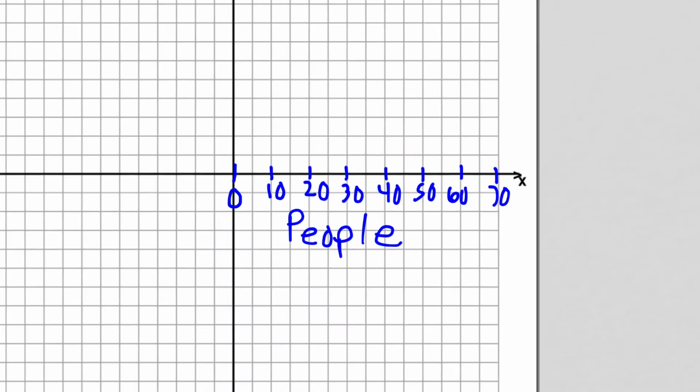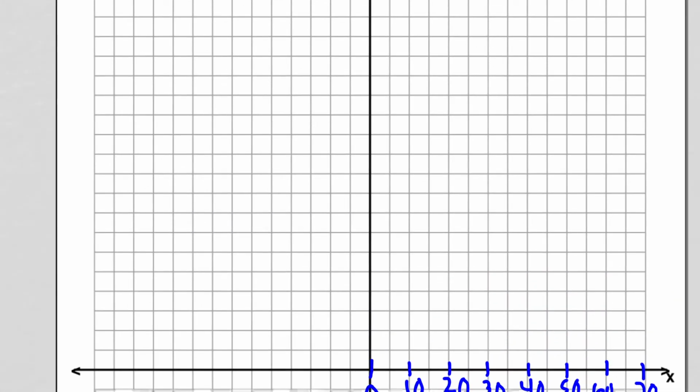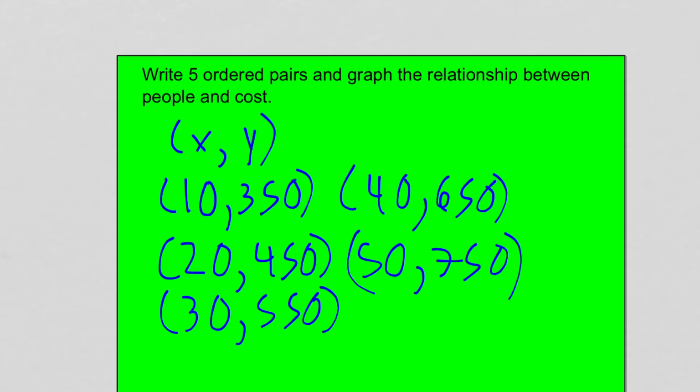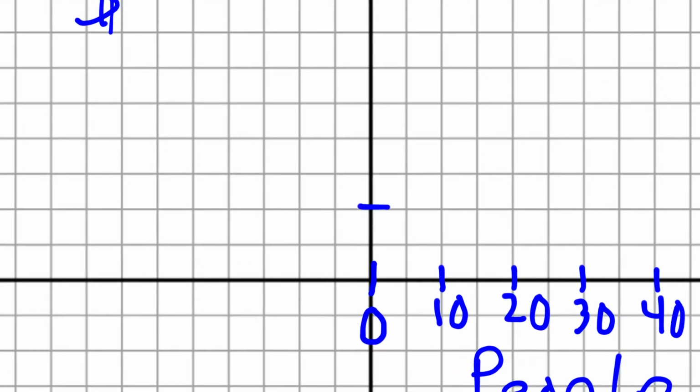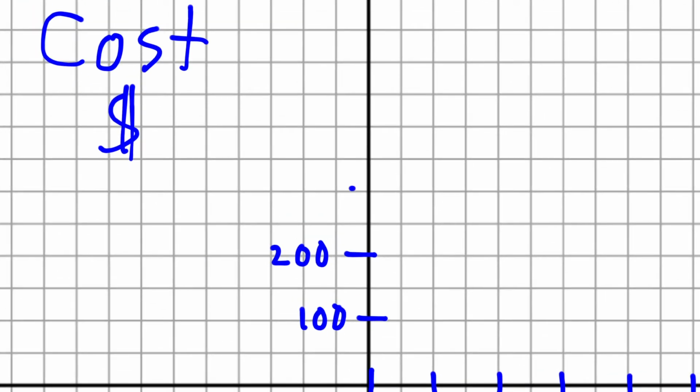There we go. And then, of course, cost goes on the y-axis, cost in dollars. And I better check this out. 350, 450, 550. I'm thinking if I went up every second line by hundreds, that would be sweet. So every single line would be 50s, and I'd be perfect. That's going to make this easy to graph.